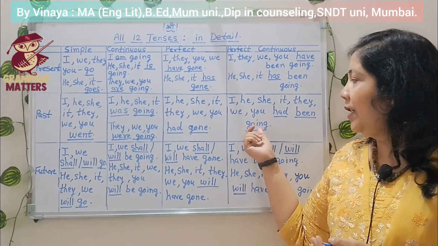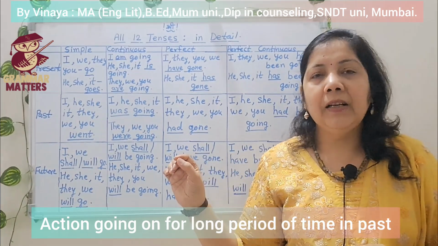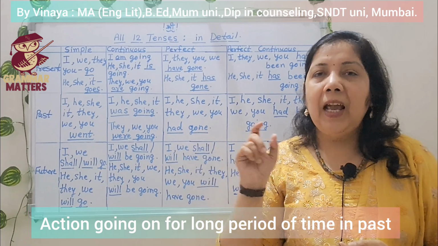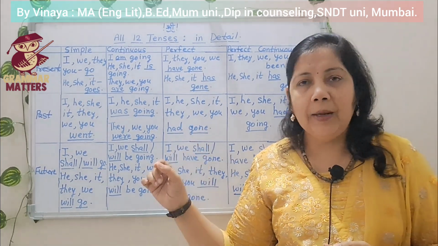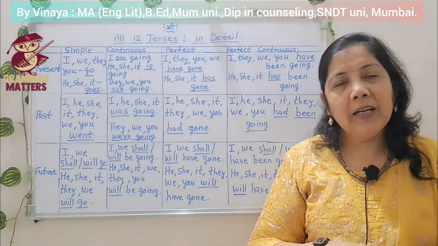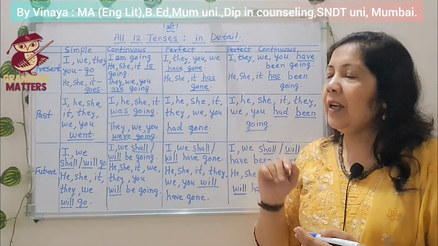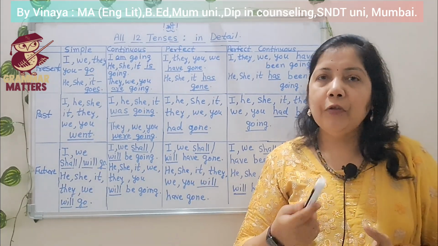And when to use this tense? An action which was going on in the past for a longer period of time. That time we use this tense, past perfect continuous tense. Here we completed 4 kinds of past tense. Let us move on to future tense.